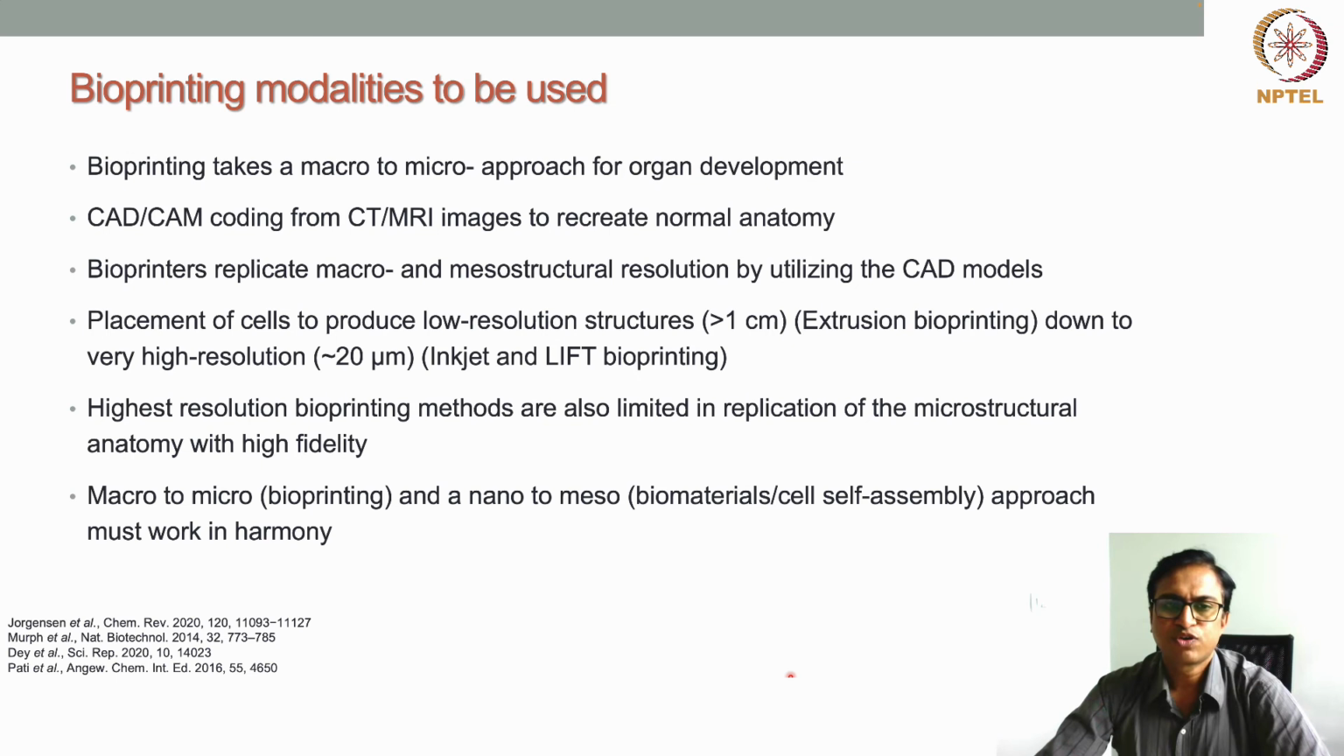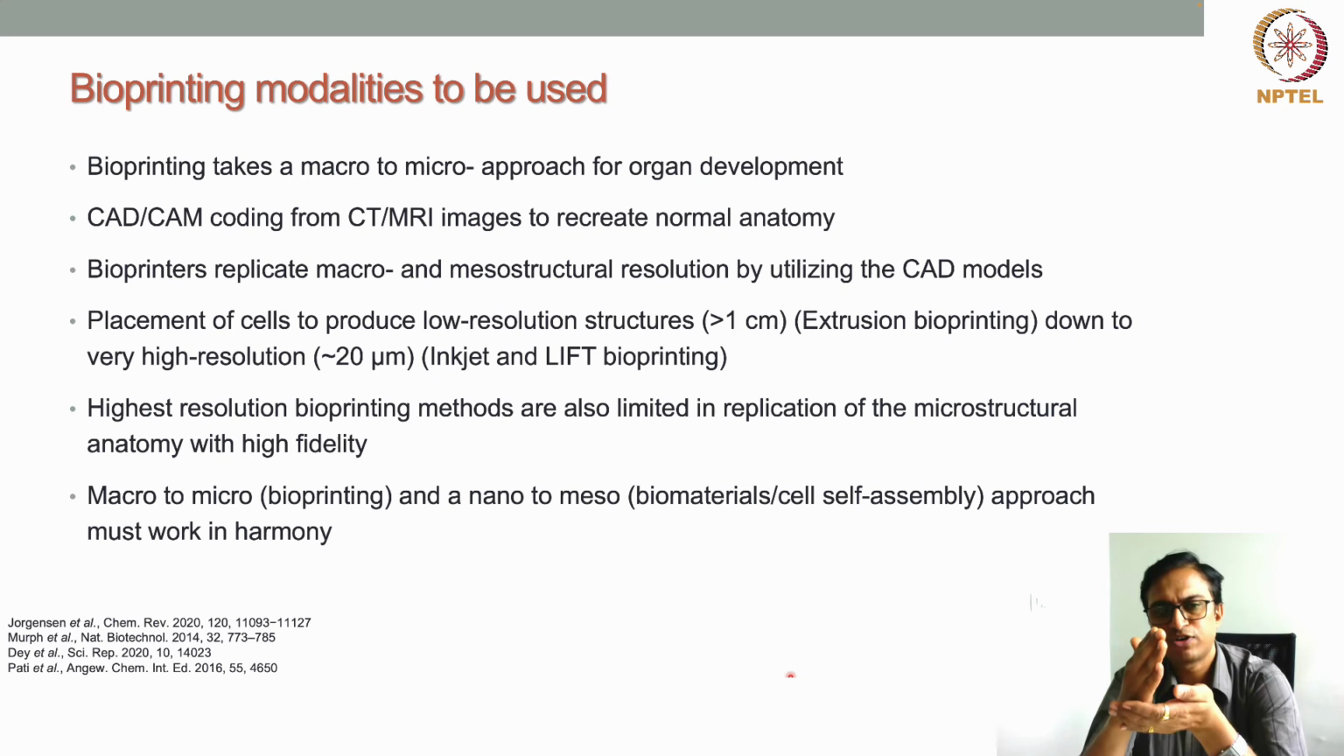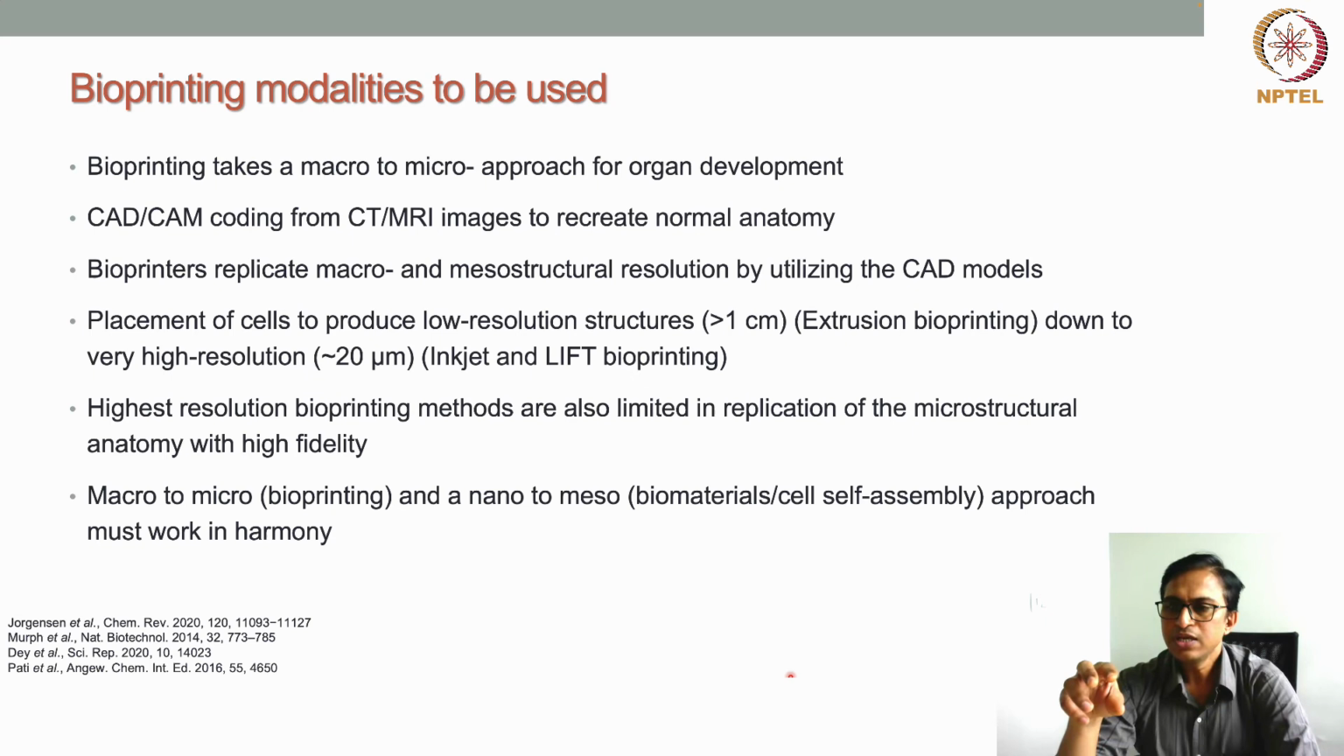So from the CT or MRI, that 3D image data that is available in DICOM format, we convert it into STL format in CAD, and that STL data can be used directly for bioprinting of that particular tissue structure. So that microstructure visualization can be preserved, and we can use those things for recreating or reproducing the microstructure of the particular tissue or organ. That's why bioprinters replicate the micro and mesostructure visualization by utilizing CAD models. These features are preserved in the CAD model, and when you use that with the bioprinters, then we can replicate that kind of macro or mesostructure visualization.